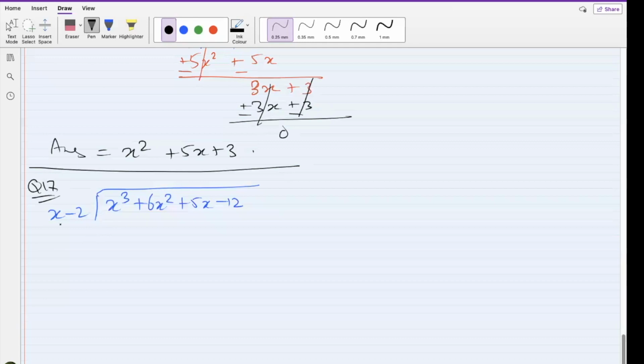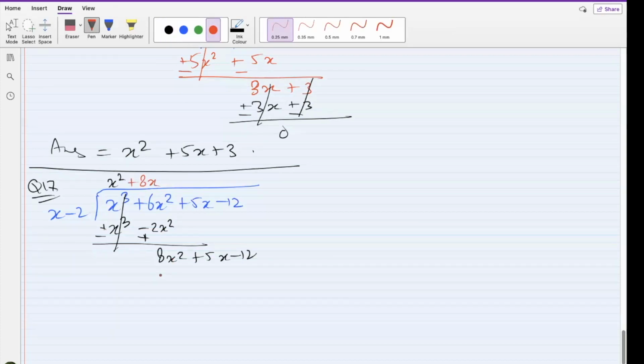So one method is this. If you divide it, in order to get x cube, I have to multiply it with x square. x cube, then 2 into x square is negative 2x square. We change these signs and subtract. This becomes 8x square plus 5x minus 12. Then to get 8x square, you multiply it with 8x. So 8x square, 2 into 8 is minus 16x. We change the signs. So 16 and 5 is 21x minus 12.